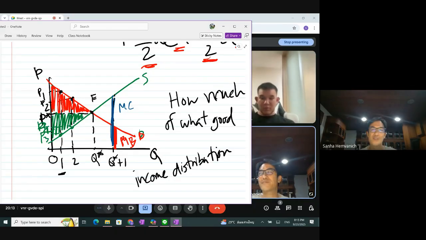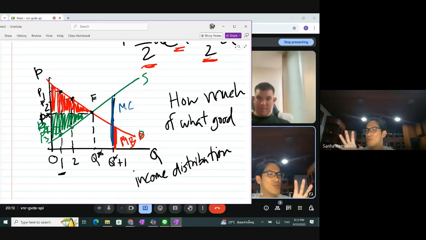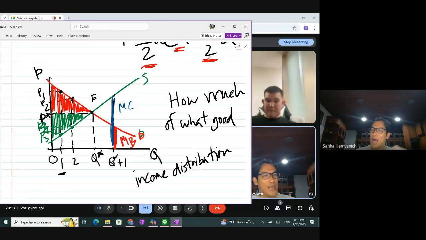So what should we do? That is normative. What we call normative economics. What should we do? How much should we tax? That is normative, and it's not clear cut. It depends on your bias.